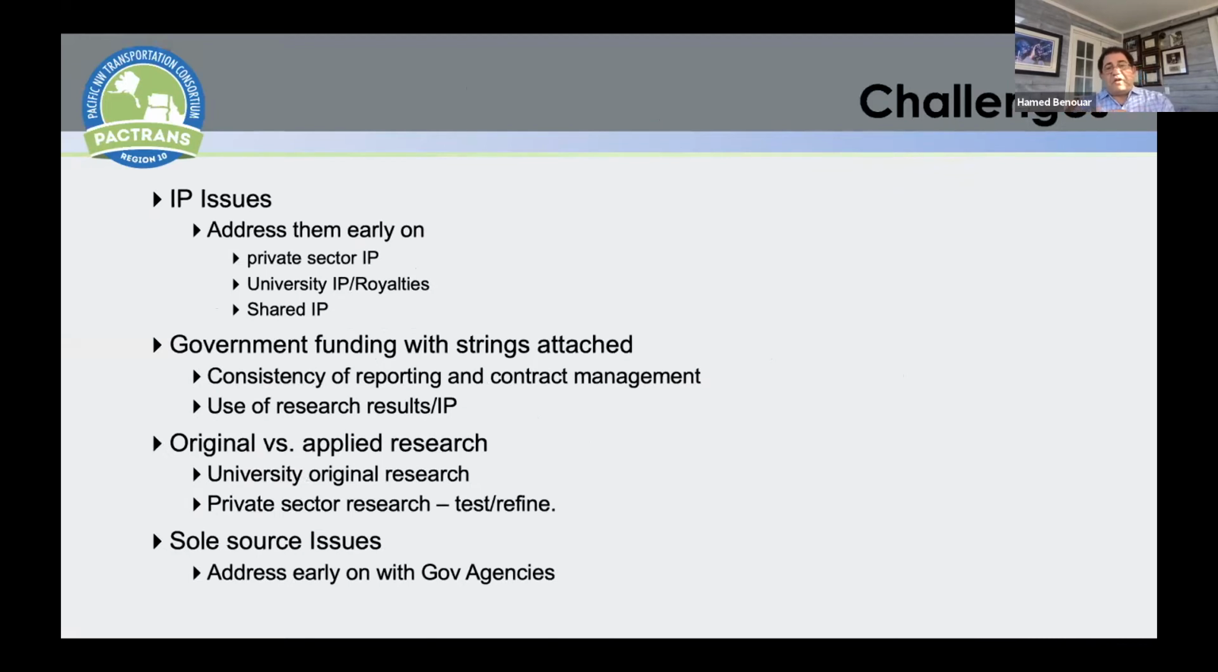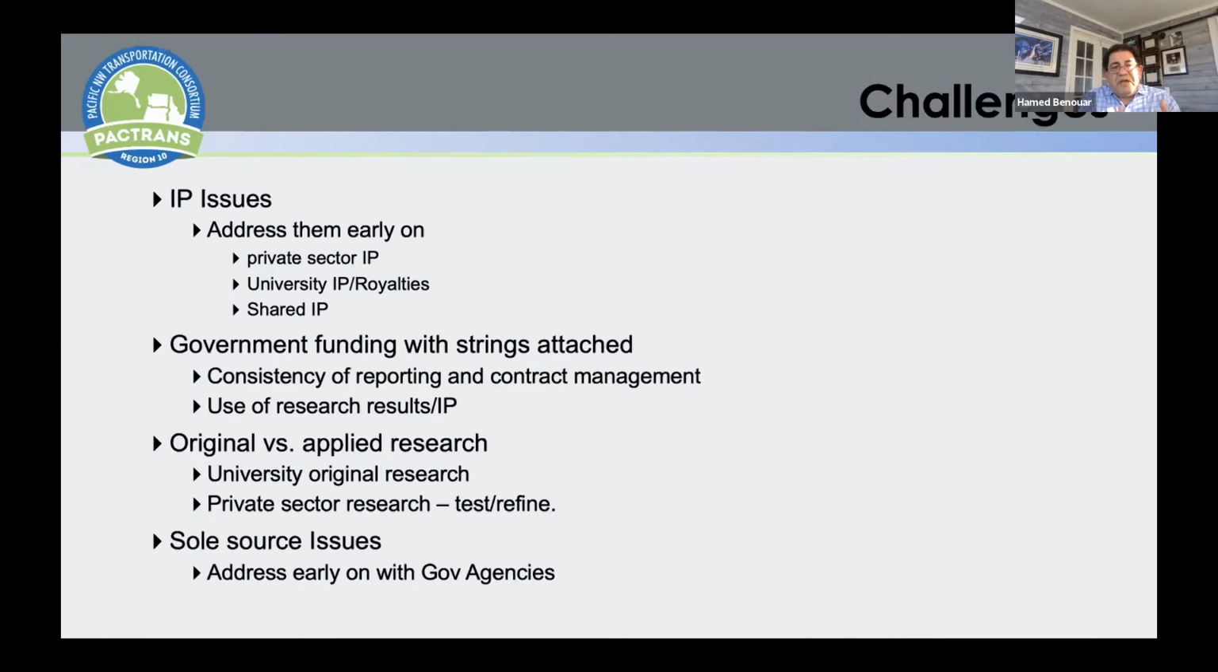So I wanted to move on now to some challenges. There are many challenges that we encountered when we were working at CCIT, but I think that if you can address them early on, you can resolve them. Sometimes the private sector brings in a technology, they need help from this ecosystem, but they need their IP to be protected. So those things have to be protected.